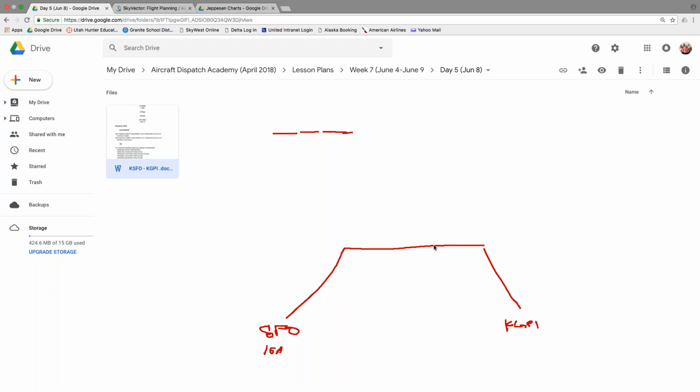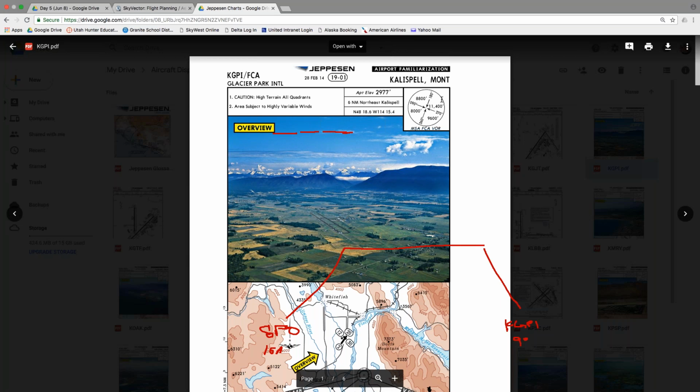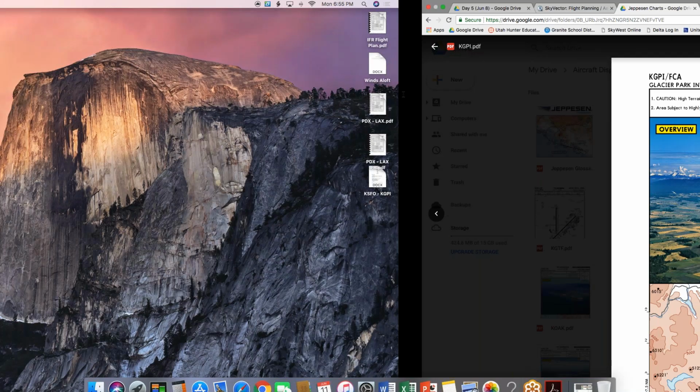So let's figure out, so it's 9 degrees. Okay, let's figure out ISA at Kalispell, Montana. So we'll go into our Jeppesen chart here, and you can see the very first page, it says airport elevation 2,977 feet. Okay, 2,977 feet, we'll call it 3,000. We'll just round to the nearest 500 because that just makes our math more simple, right?